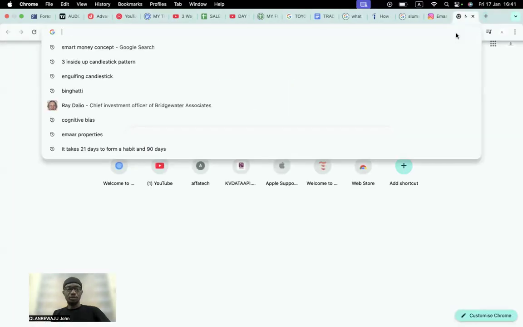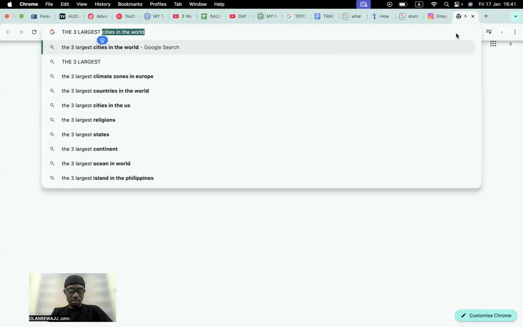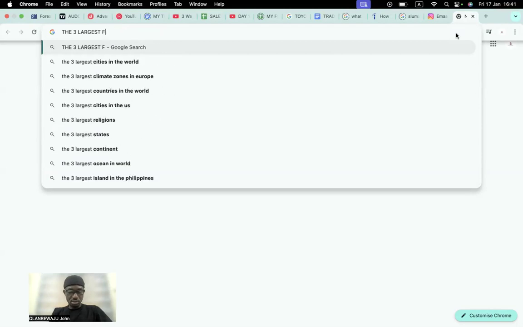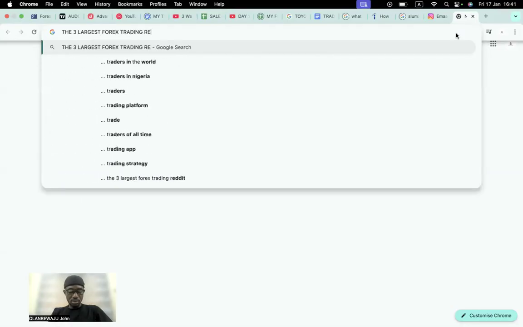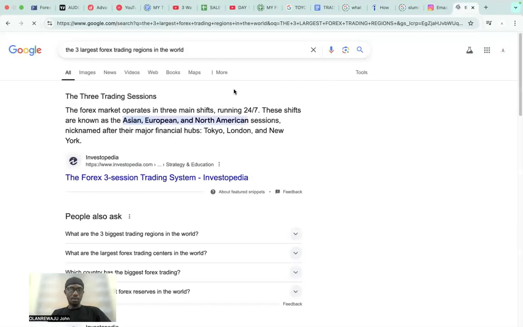Let's just check to confirm. The three largest forex trading regions in the world. Let's check. Can you see? Asia, Europe, North America, which is the Tokyo, London, and New York sessions. That is where the big guys are.